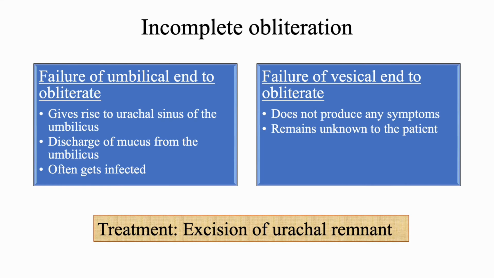If there is failure of the umbilical end to obliterate, it gives rise to a urachal sinus of the umbilicus, meaning the umbilical end is patent and not closed, so a sinus can form in the umbilicus, right? Through the sinus we can see discharge of mucus through the umbilicus, and it often gets infected. If there is failure of the vesical end to obliterate, it does not produce any symptoms and remains unknown to the patient. It remains as a diverticulum there. The treatment of this incomplete obliteration is excision of the urachal remnant, right?